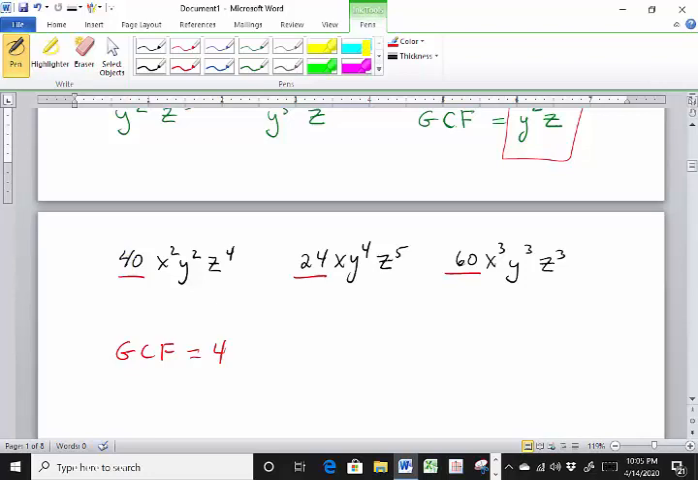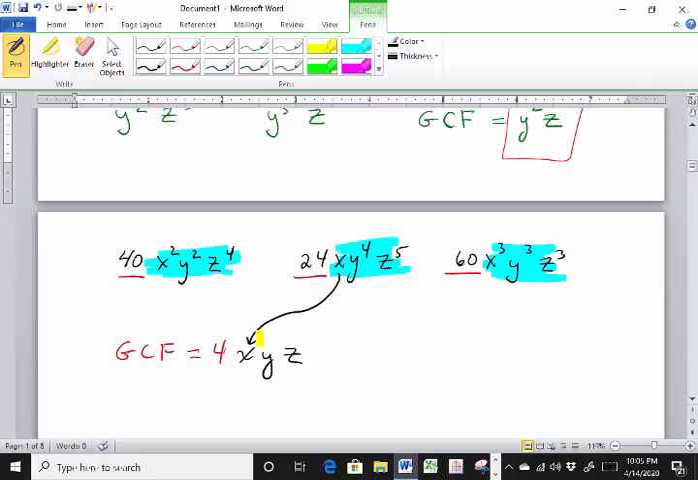Now, let's look at these variables here. All right, well, what's common? Well, there's an x, an x, and an x. So x is common. A y, and a y. So y is common. And then a z, and a z. So z is common. Now you're going to pick the lowest exponent for all of these x's. Well, we have an x squared, an x, and an x cubed. So it's just x. That comes from this one right here.